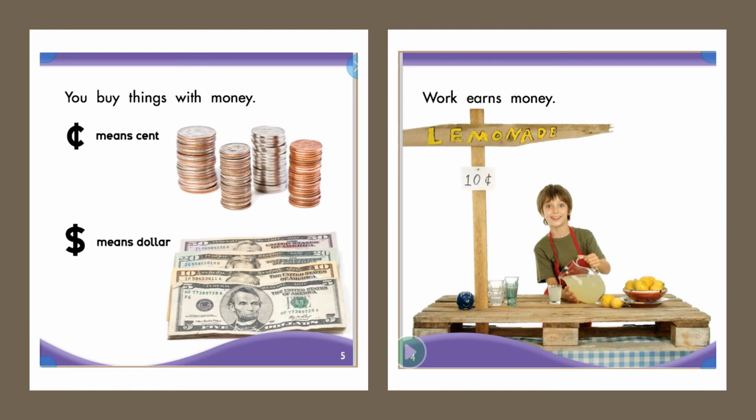You buy things with money. That little cent sign means cents, and the dollar sign means dollar. For cents, you'll see it after the number. For dollars, you usually see it before the number. Work earns money. Here in this picture, he's got a lemonade stand, and that's how he's making money.